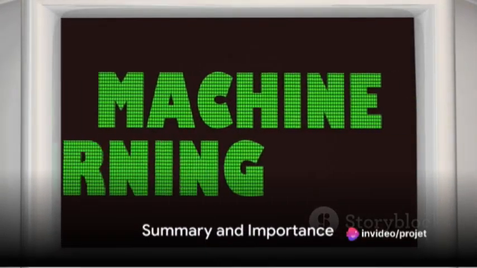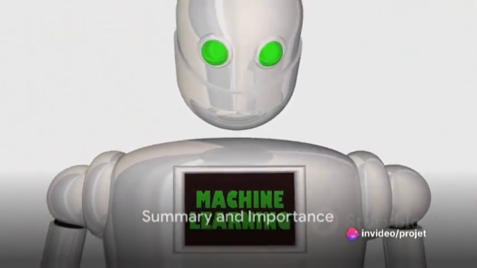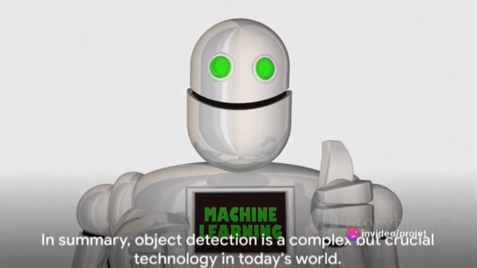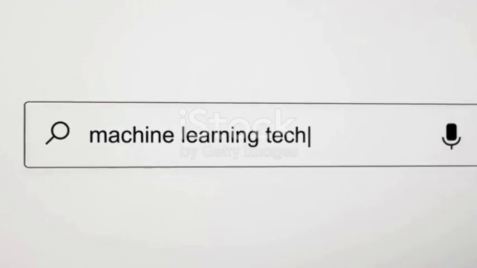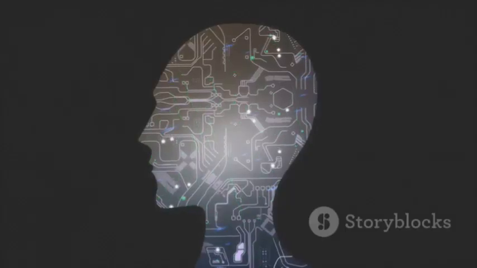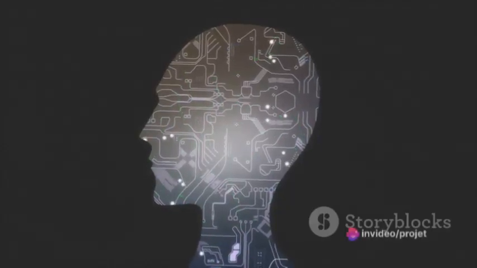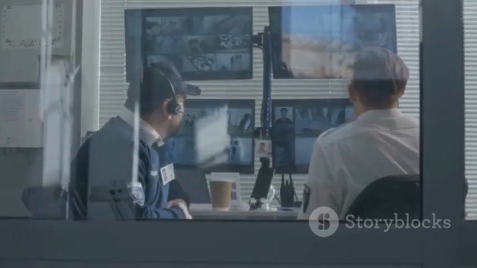In summary, object detection is a complex but crucial technology in today's world. It starts with image acquisition, followed by pre-processing to enhance key features. Then the system extracts these features and classifies them using machine learning algorithms. Finally, it localizes the object within the image. Remember, each of these steps is equally important, and skipping one could lead to inaccurate results.